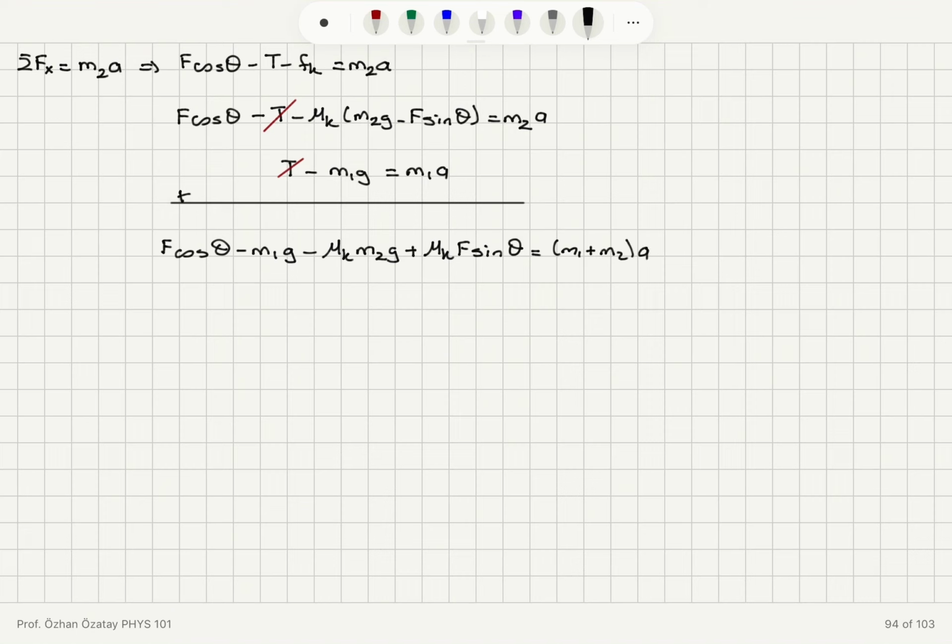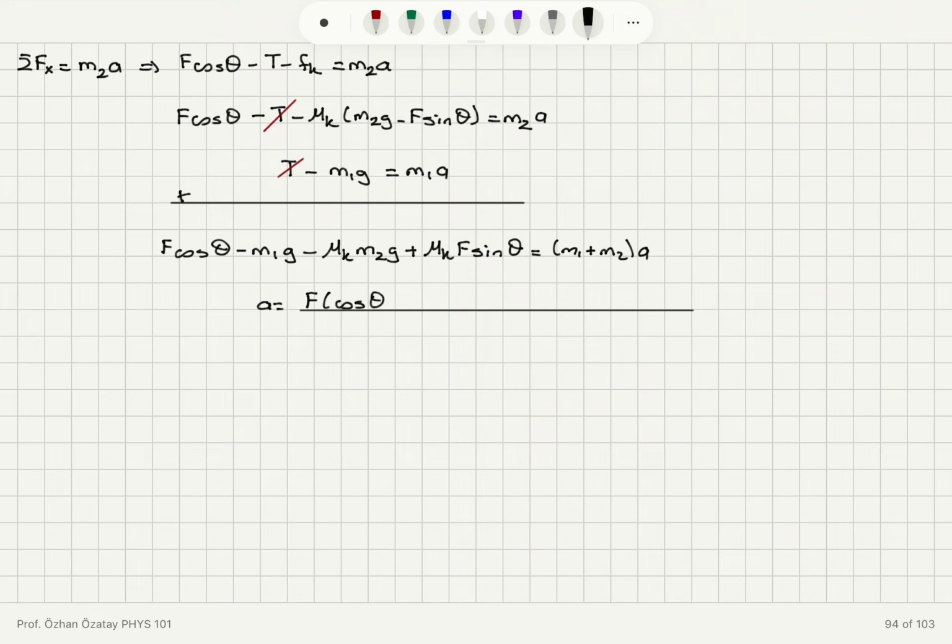So I can pull a from this equation. a must be equal to F times (cosine theta plus mu k sine theta) minus g times (m1 plus mu k m2), all divided by m1 plus m2. It's a rather long answer.